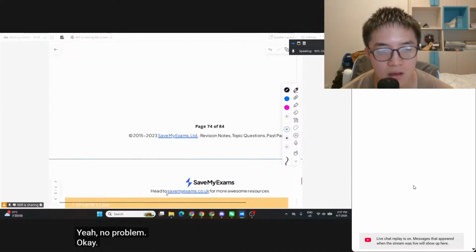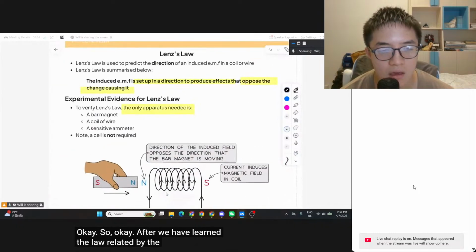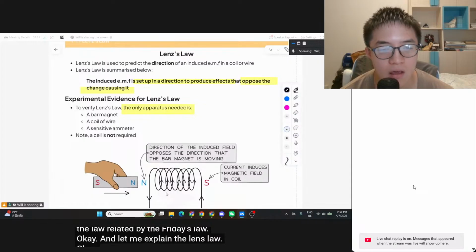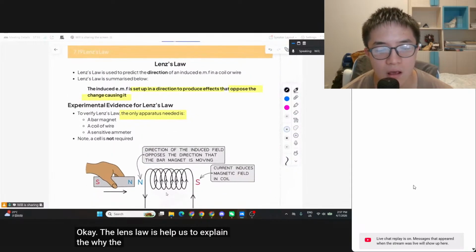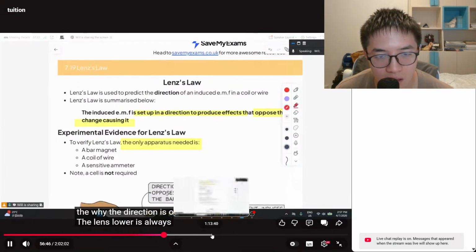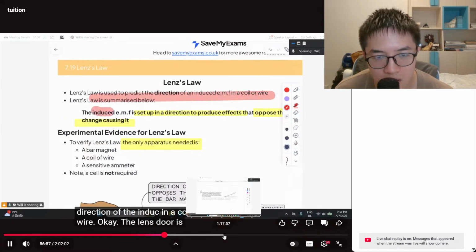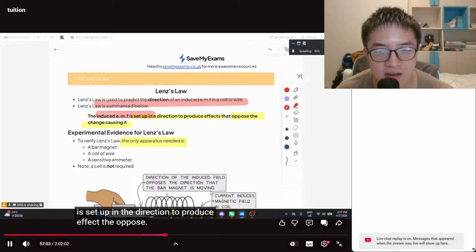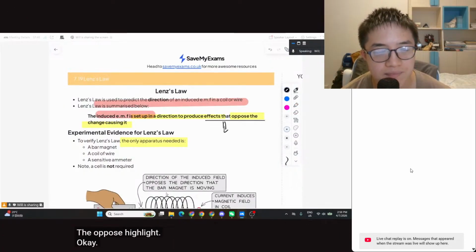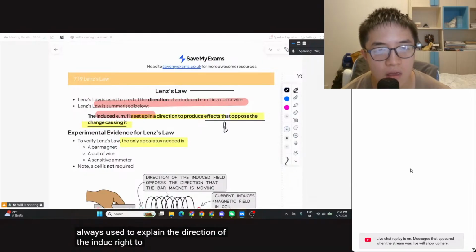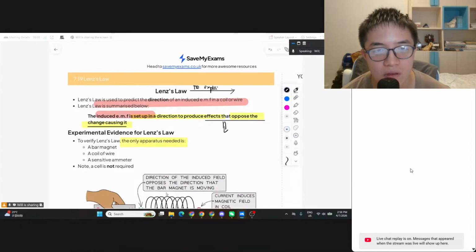After we have learned Faraday's law, let me explain Lenz's law. Lenz's law helps us to explain why the direction is opposite. Lenz's law is always used to predict the direction of the induced EMF in the coil or wire. The induced EMF is set up in a direction to oppose the change that produces it, right? So Lenz's law is always used to explain the direction of the induced EMF, right? Understand it? Okay, no problem.